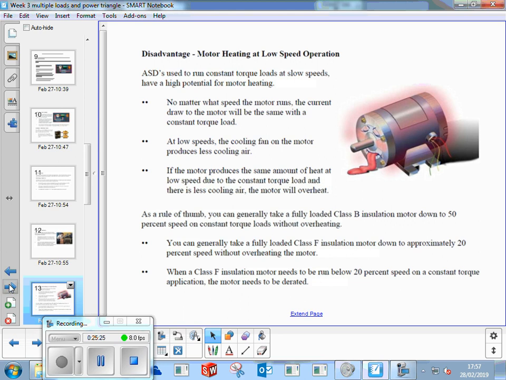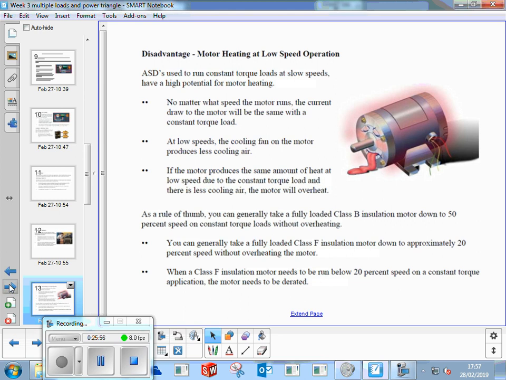But at the lower speed, the cooling fan is only going round at half the speed, so you're only going to get effectively half the cooling. If the motor's producing the same amount of heat and the cooling's only half what it should be, you're going to have issues. As a rule of thumb, you generally take a fully loaded Class B insulation motor down to 50% speed on constant torque without overheating.